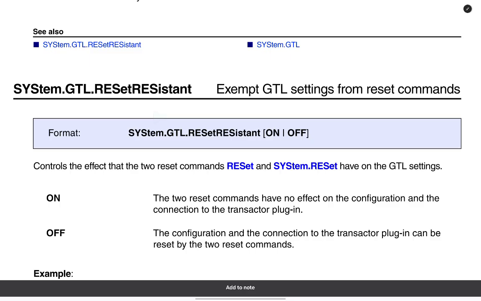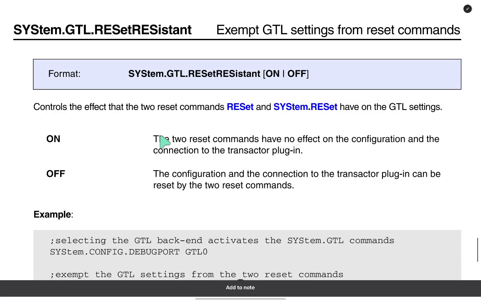Resistance. Exempt GTL settings from reset command. Control the effect the two reset commands, reset and system reset, have on the GTL settings. On: the two reset commands have no effect on the configuration and the connection to the trajectory plugin. Off: the configuration and the connection to the trajectory plugin can be reset by the two reset commands.